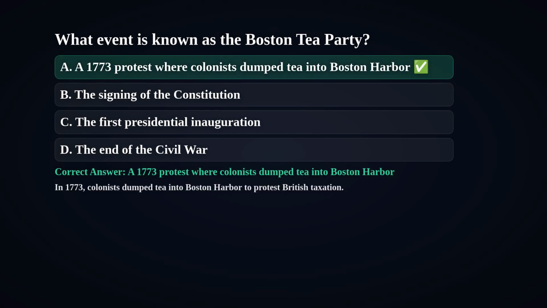The correct answer is A. In 1773, colonists protested British taxes by dumping tea into Boston Harbor, a key moment leading toward the American Revolution.